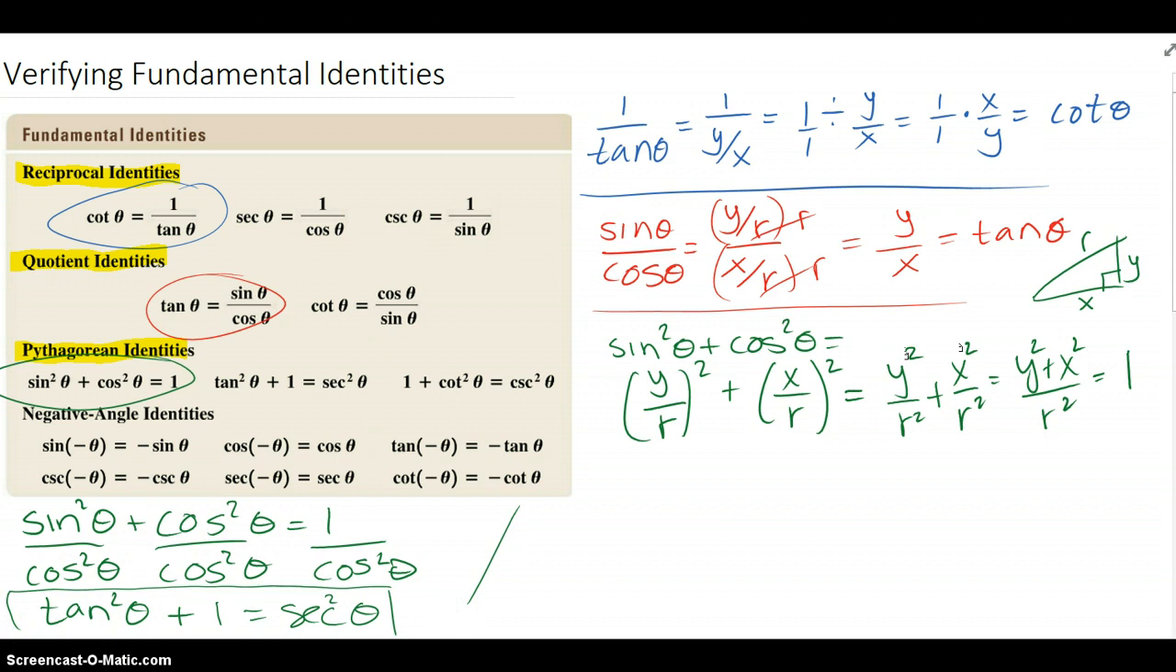To get finally the last one, what I'm going to do is the same thing. I'm going to start with sine squared plus cosine squared. This time I'm going to divide everything by sine squared and see what happens.